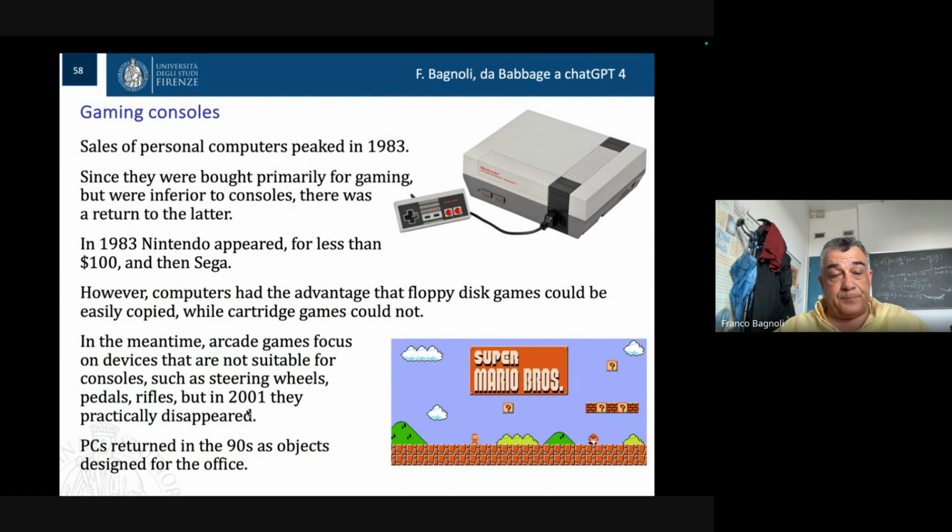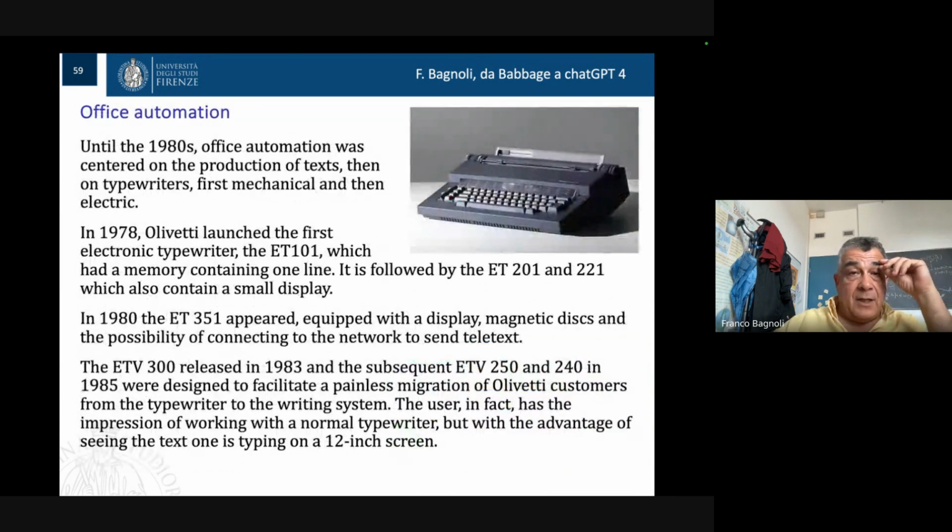And you see that this coincides with the disappearance, essentially, of arcade games. In the War Games movie, you can see that the main player is also a passionate user of arcade games in a game shop, essentially.